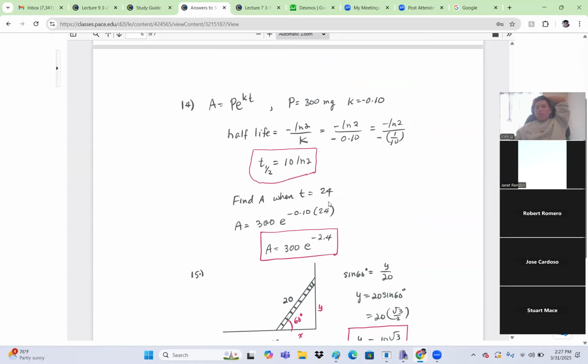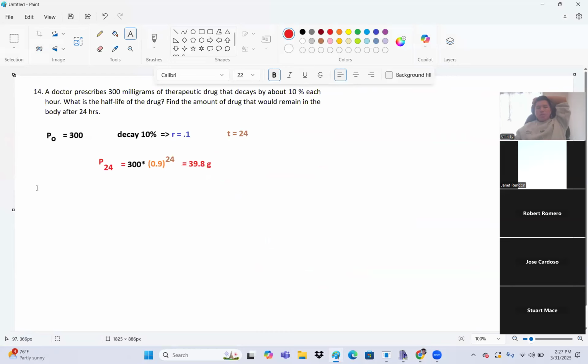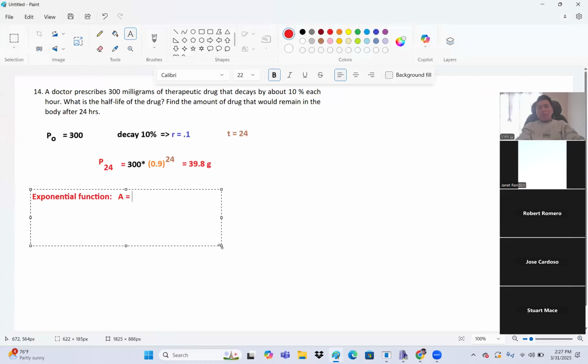So in terms of the form, it's kind of different from what we have. This one, the exponential function. In terms of the exponential function, we have A equal to P0 times e to the power rt, something like that.